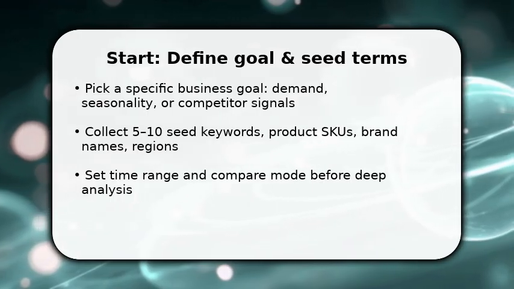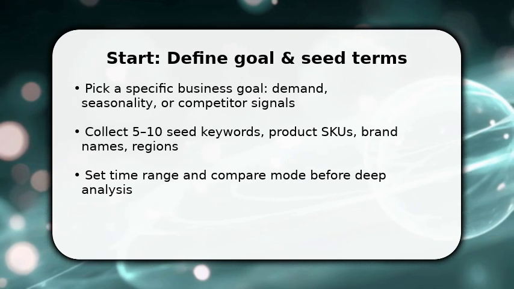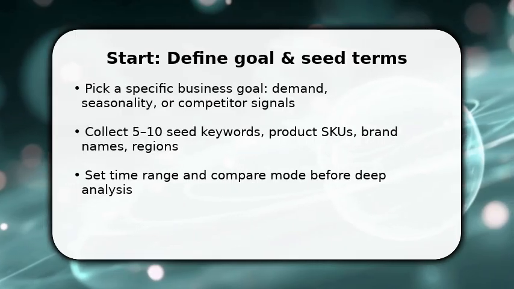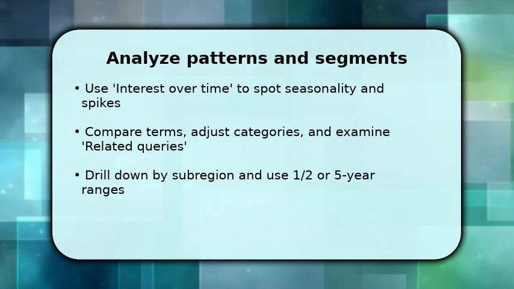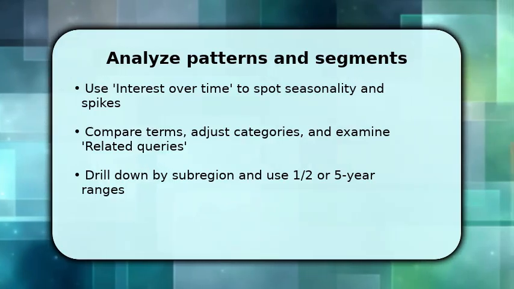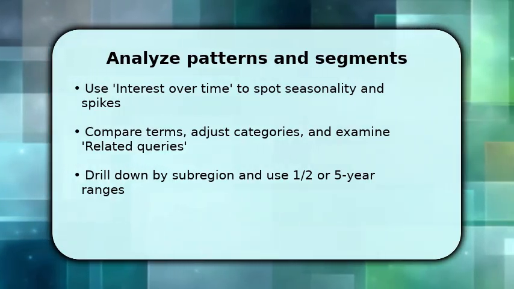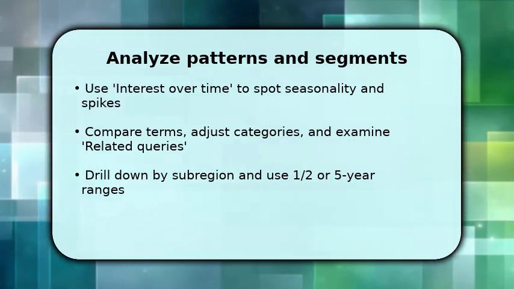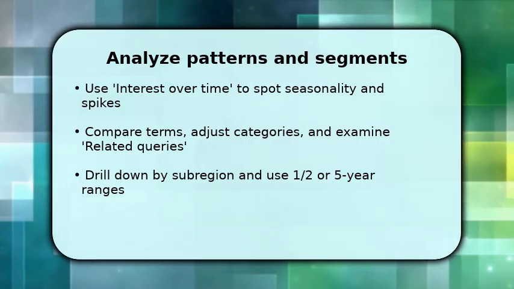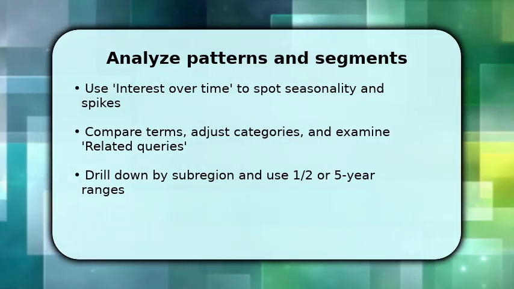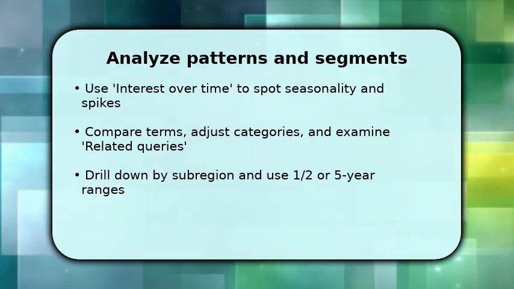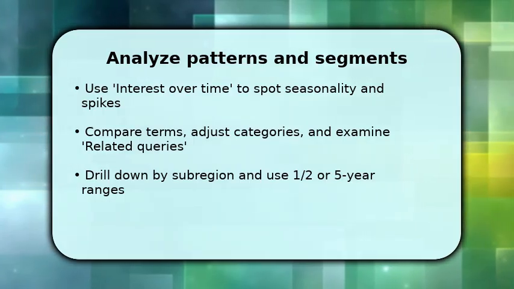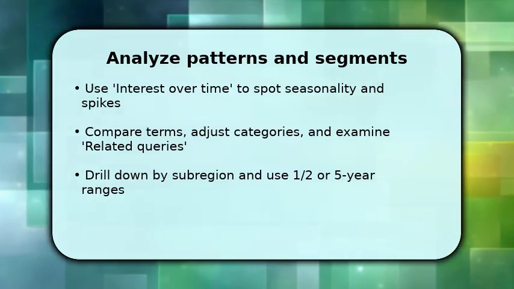Make sure to choose appropriate geographic and category filters, so results are relevant to your market segment. Once you have filters in place, read the interest over time chart to identify seasonality and sudden demand spikes. You should compare multiple terms side by side, change categories to control noise, and inspect related queries for rising topics you might capitalize on. Then drill into subregion data to find local pockets of demand and export CSVs for quantitative checks. Make sure to test different time windows, 1 year versus 5 years, to distinguish trends from short-lived anomalies.